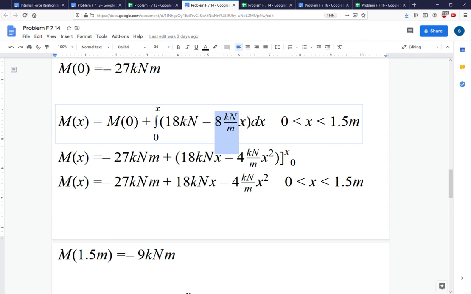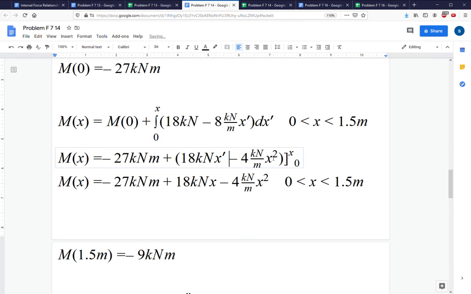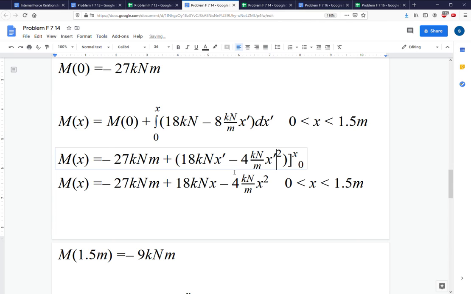And 8 kilonewtons per meter x becomes x squared, because this is x to the first power, becomes x to the second power, and then divide by 2, it becomes negative 4 kilonewtons per meter x squared, evaluated from 0 to x. And just to be consistent, I should put in my primes. They don't actually mean anything, they just separate the coordinate that is being integrated and the coordinate that is the boundary of the integration.